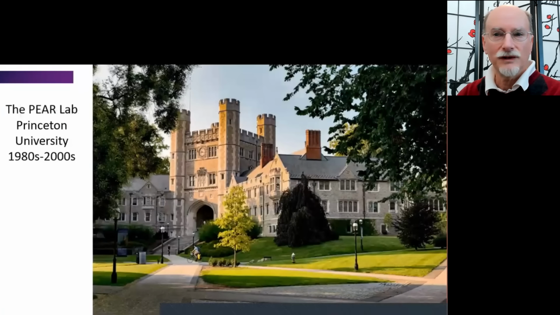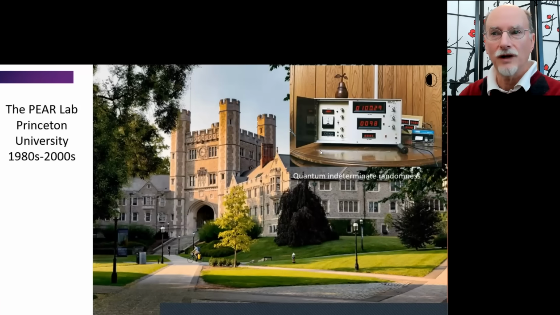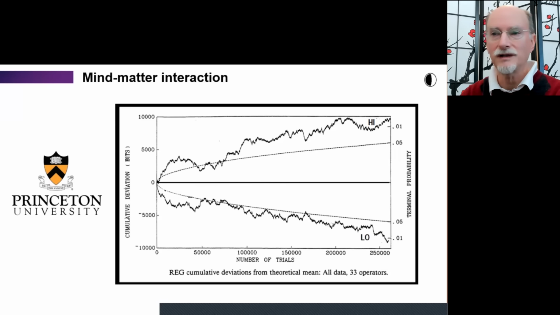As far as influencing random number generators, the Pear Lab at Princeton University did this for almost 30 years. There's their random number generator based on a quantum indeterminate randomness. And what they found was that over many, many people and many, many trials, if you ask them for a random number generator to produce more 1 bits than 0 bits, that cumulatively over a long period of time, that is what you get. And if you ask them to produce more zeros than ones, that's what you get. If you ask them to not do anything, it meanders around a baseline of 0 or chance.